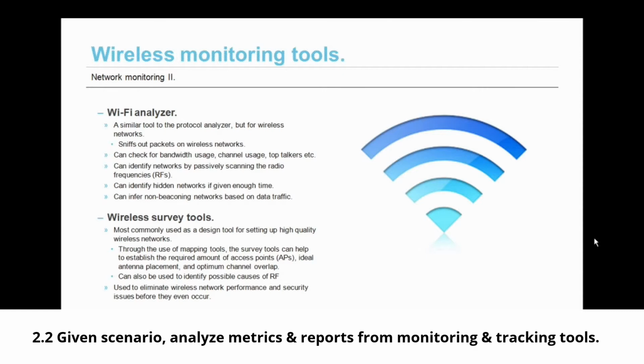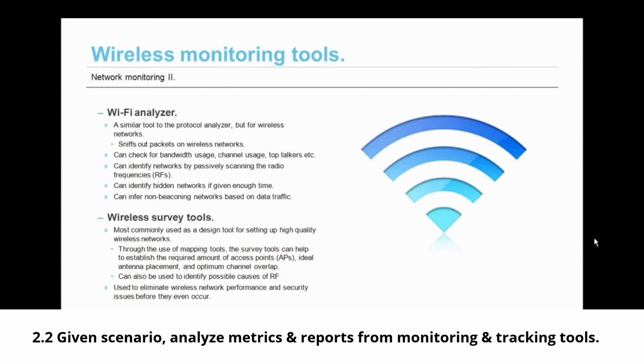Wi-Fi analyzers can also identify networks by passively scanning the radio frequencies to determine where traffic is coming from. Given enough time, a Wi-Fi analyzer can also identify hidden networks, or those that you don't know about. A Wi-Fi analyzer can also infer non-beaconing networks based on data traffic over the radio frequencies. They may not be able to discover the SSID, but they can tell the network administrator that something is passing traffic there.